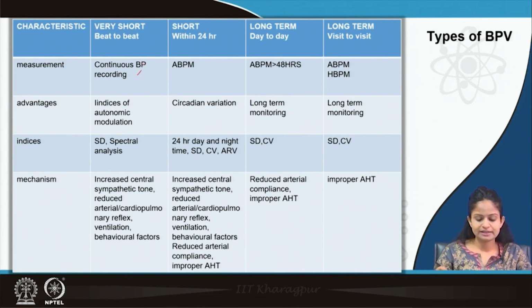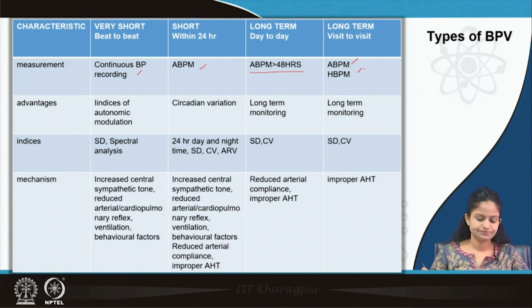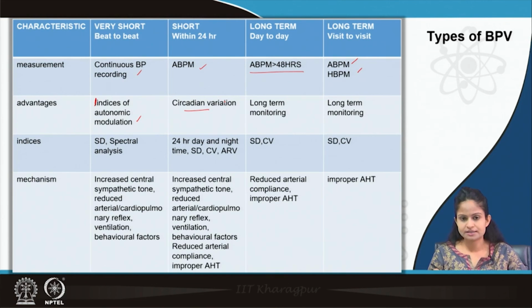The continuous BP recording is done for beat to beat, very short. Ambulatory blood pressure monitoring is for within 24 hours, day to day. If it is more than 48 hours, also ambulatory blood pressure monitoring. Home based and ambulatory both are for long term, that is visit to visit. The advantage is that indices of the autonomic modulation we get to see in beat to beat. Very short means the baroreflex mechanisms are mainly detected. Circadian variation is within 24 hours, whether there is a dip in the morning, whether there is a dip in the night. For long term monitoring, mainly we go for the long term blood pressure variability.